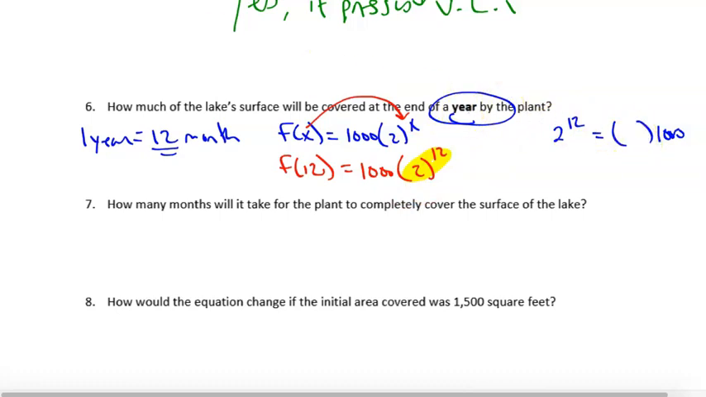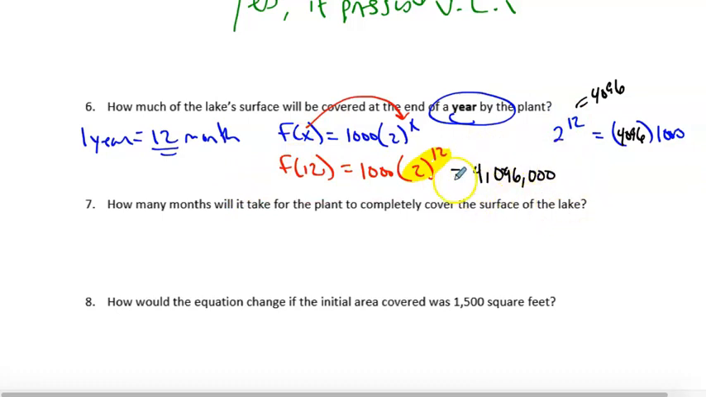So what is 2 to the 12th? If you plug this in, 2 to the 12th is 4,096. So you have 4,096 times 1,000. You're going to add a couple zeros there and get 4,096,000. If you do 2 to the 12th first, you get 4,096, and multiplying by 1,000 means you're just adding 3 zeros. So 4,096,000.